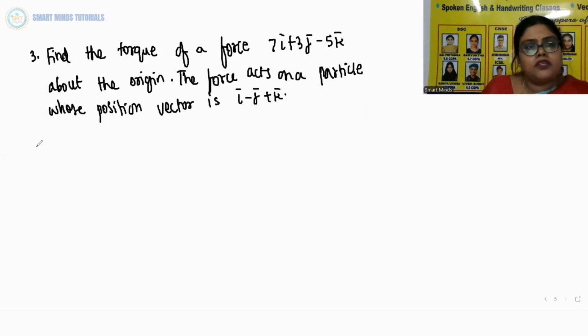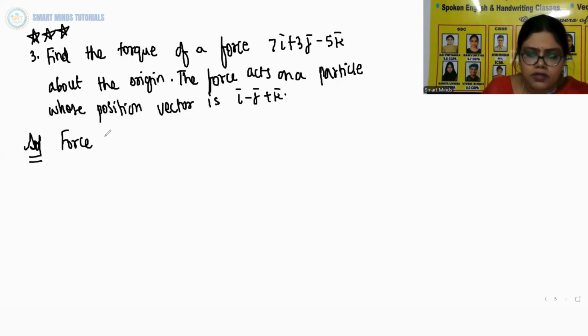Now take this question. Find the torque of a force 7i bar plus 3j bar minus 5k bar about the origin. The force acts on a particle whose position vector is i bar minus j bar plus k bar. This numerical is very important. So first let us write down what is given to us.